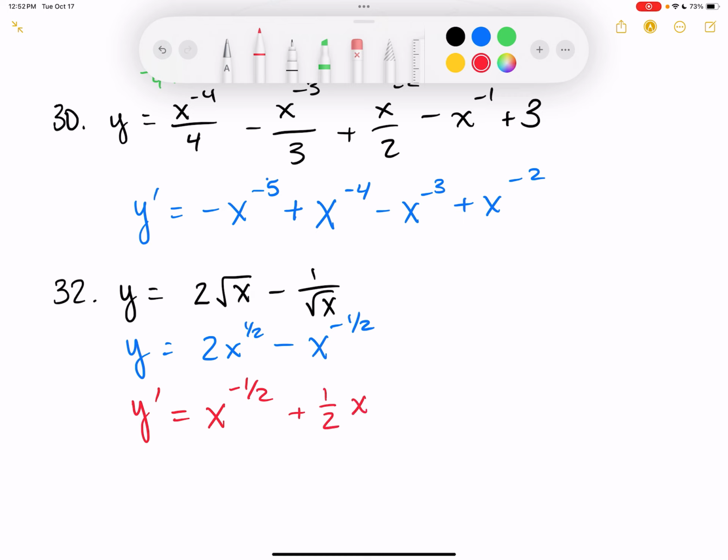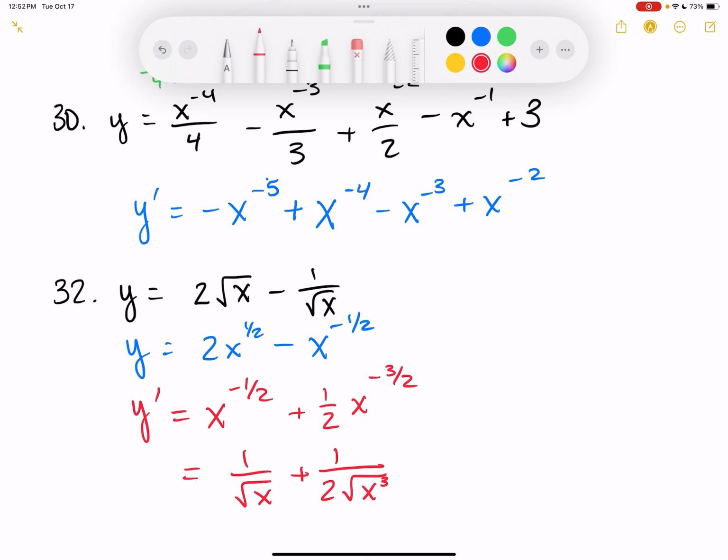X to the what? Negative 3 over 2. Yep, negative 3 over 2. Okay. And so, again, I don't care if you leave it this way. The book is going to do this, 1 over the square root of x plus 1 over 2 square root of x cubed is how I think they write it.